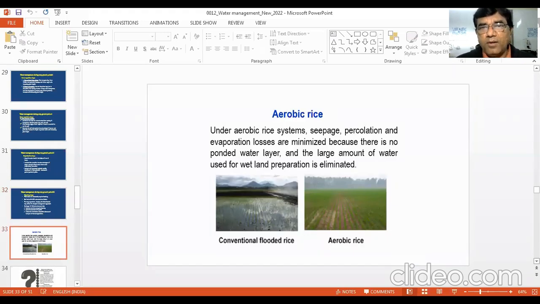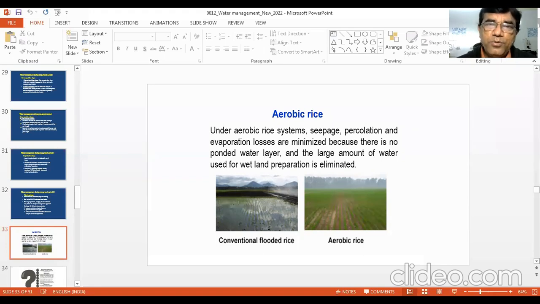Now, another case is aerobic rice. We have seen direct seeded rice, bed seeded rice, transplanted rice. Another is aerobic rice. I already discussed what aerobic rice is. Under aerobic rice systems, seepage, percolation, and evaporation losses are minimized because there is no ponded water layer and the large amount of water used for wetland preparation is eliminated.